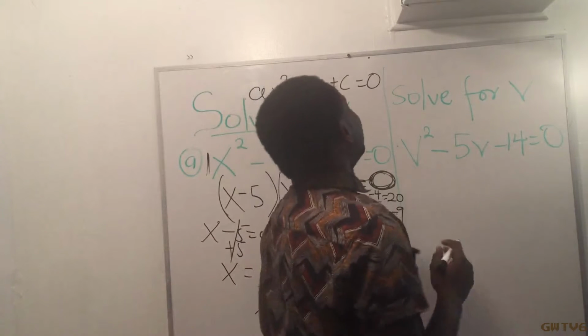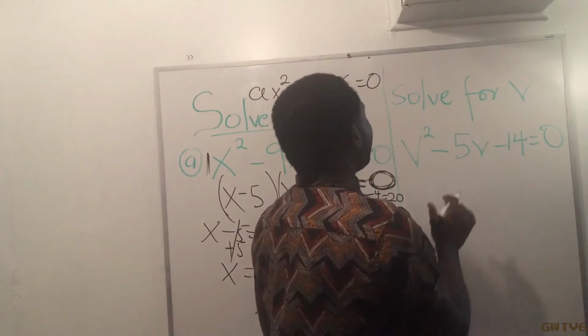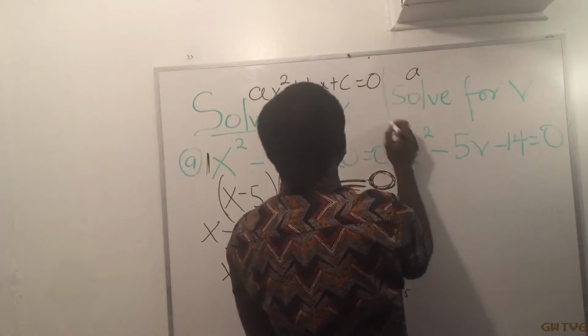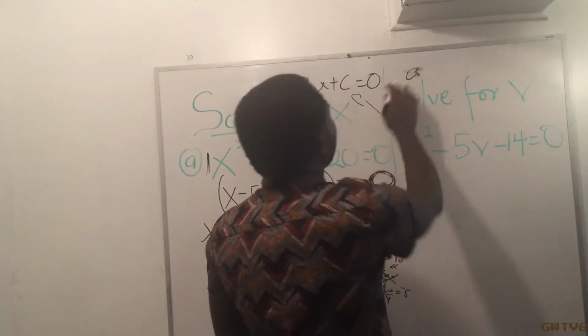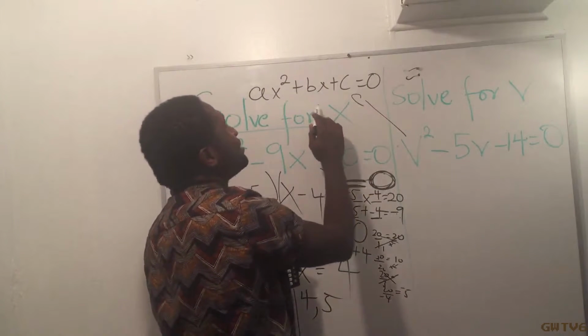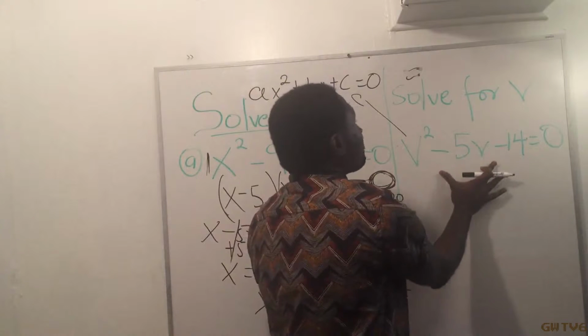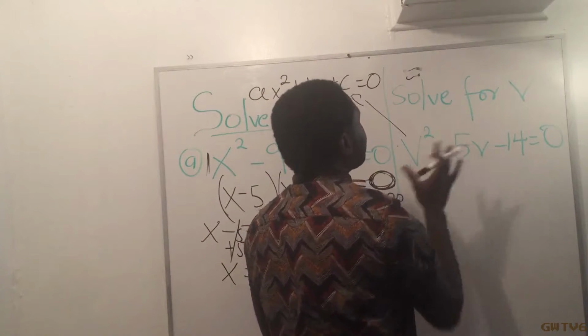What about this one? So this one too, same thing. I have my quadratic right here. Again, it's in this form right here. The ax squared plus bx plus c equals 0. So I know how to do this part. So I'm going to factor this part right here.